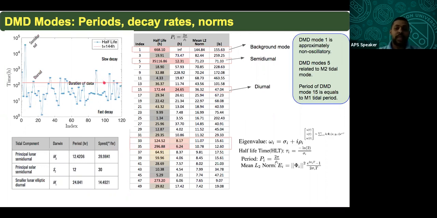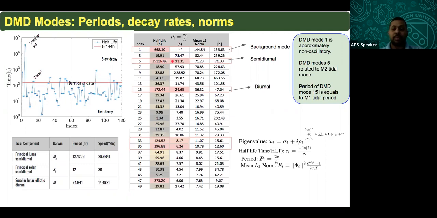So we consider those modes here because we want to isolate such relations, like tidals or the internal waves. All those are related to the tidals. The first mode is a background mode, which means it stays the entire time, and the period is infinity, or the frequency is zero, or the imaginary part is zero.